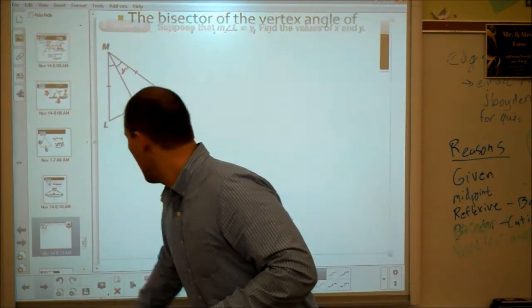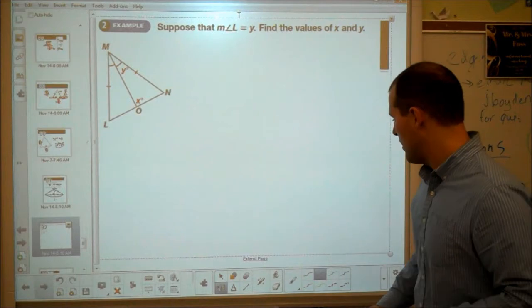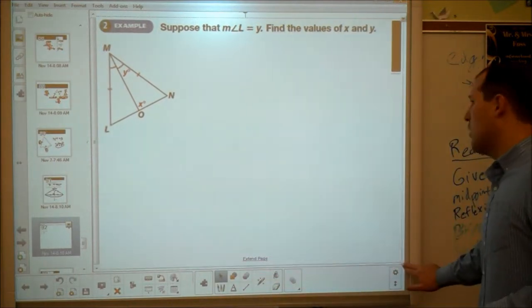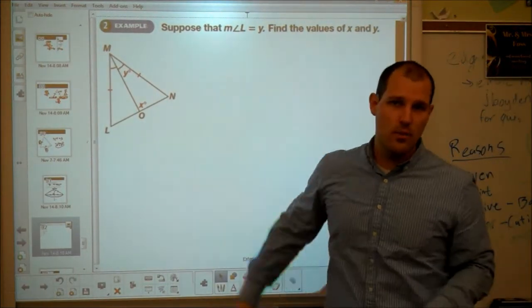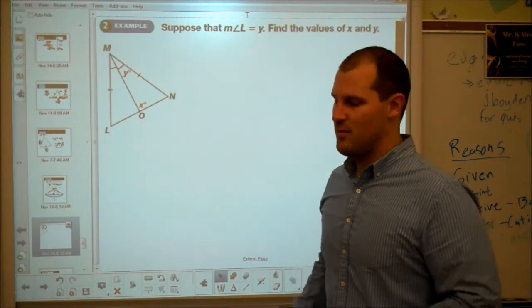Let's take a look at how we would use that. Okay, so here's our first example for it. Go ahead and write it down. You actually do need the words on this one. If you don't use the words, it's not possible, so make sure you include that.